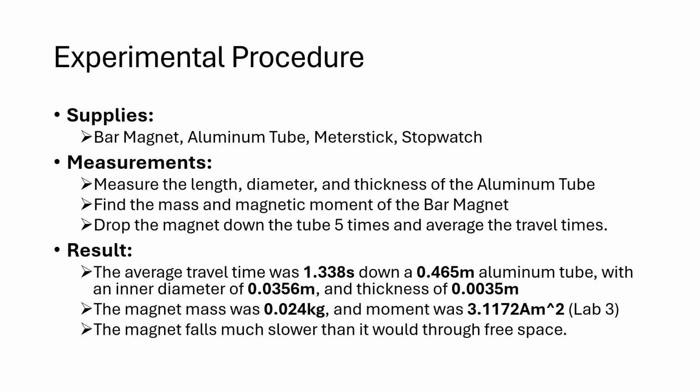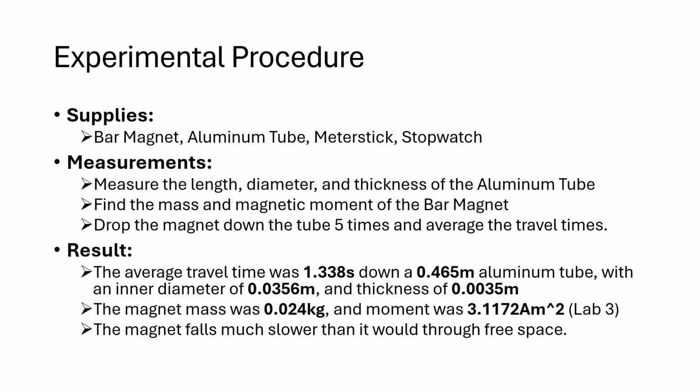First, you need to find the length, diameter, and thickness of the aluminum tube. Then we need to find the mass and magnetic moment of the bar magnet. And we need to actually perform the experiment: we drop the magnet down the tube 5 times and average the travel times.